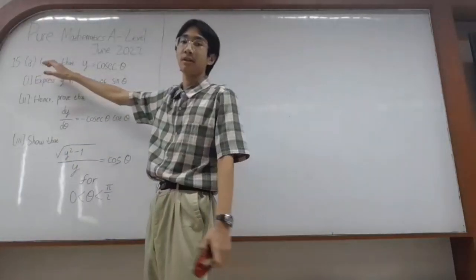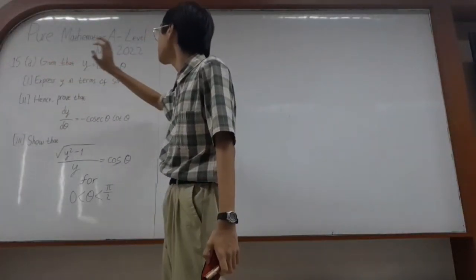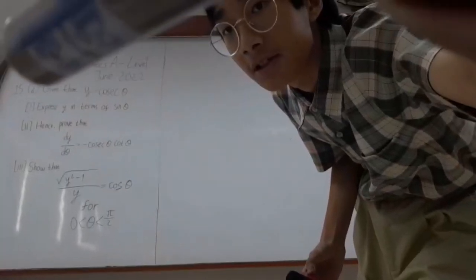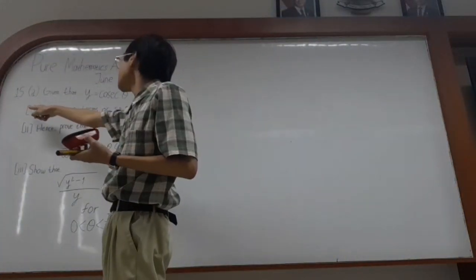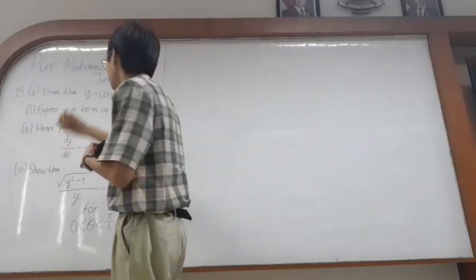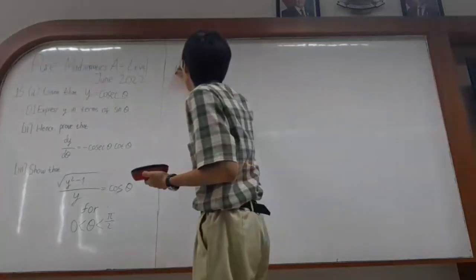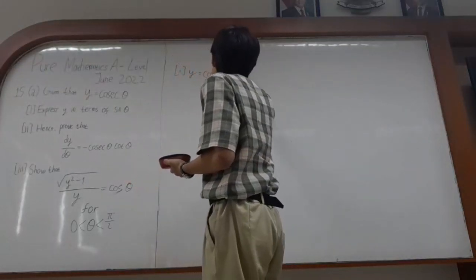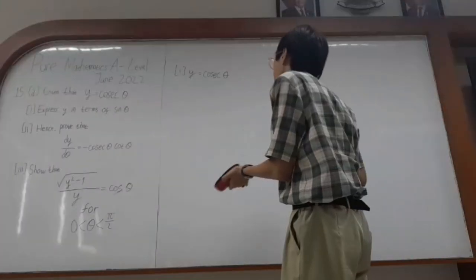So here we have a sample question. Given that y equals cosecant theta. Here we're asked to express y in terms of sin theta. So this question wants us to express this in terms of sin theta. As we know, y equals cosecant theta, or you might want to call it csc, that's the shorter form.